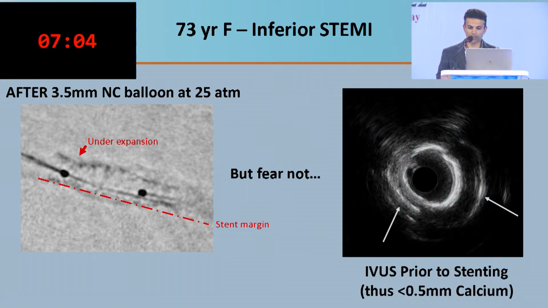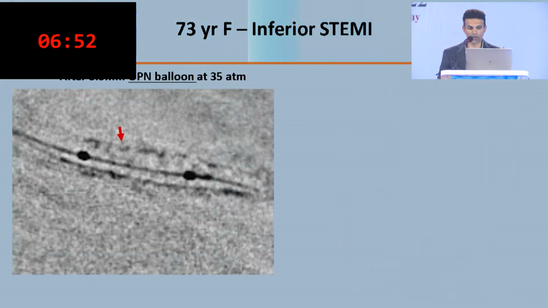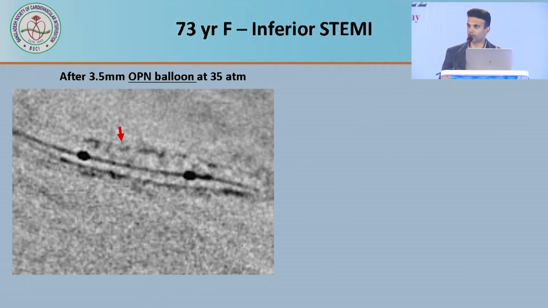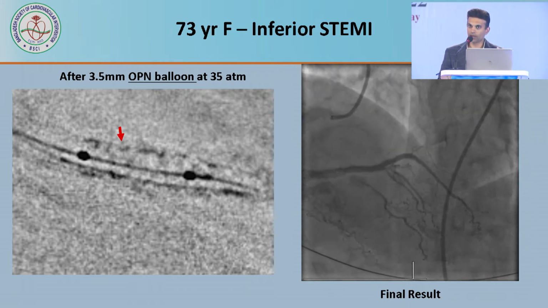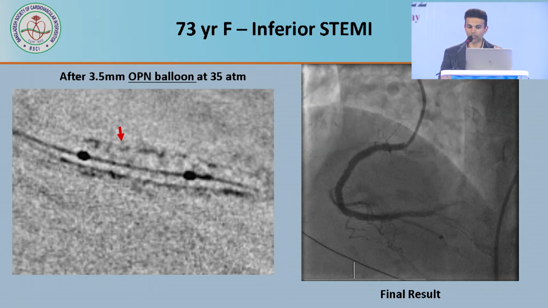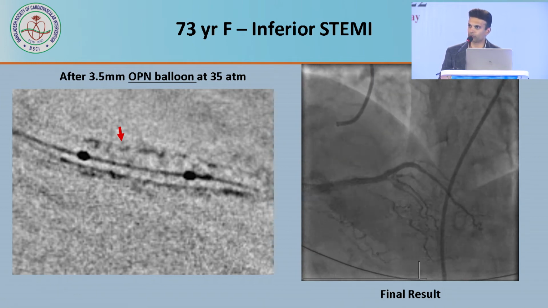But fear not, we IVUSed this. And what do you see? You see a ring of calcium, but you see reverberation artifact in 2 quadrants. That means this calcium is thin. And that is where an OPN balloon at 35 atmospheres comes in. So circumferential calcification with thin calcium is what gives you a good result with pure high pressure.